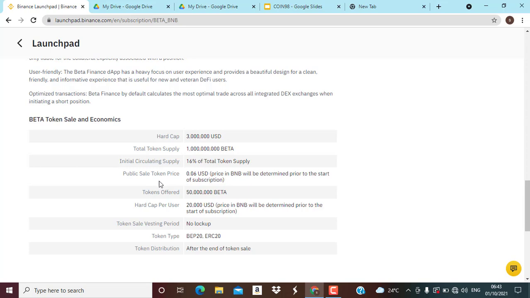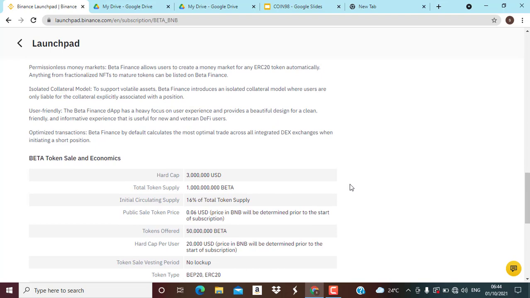And then the public sale price of this token on Binance will be 0.06 USD. You are going to be using BNB to buy this particular token. That is why you are advised to hold BNB. The only token allowed to use in buying tokens on Launchpad is BNB. So you have to hold BNB. There will be a benchmark price for BNB that you'll be using to buy this token on Binance Launchpad. And then the token offer for this sale period is 50 million Beta tokens.